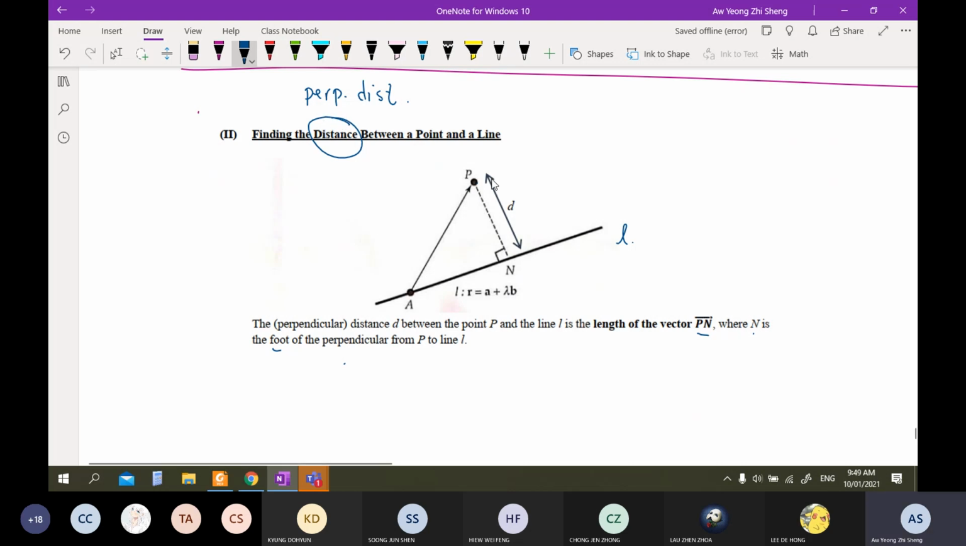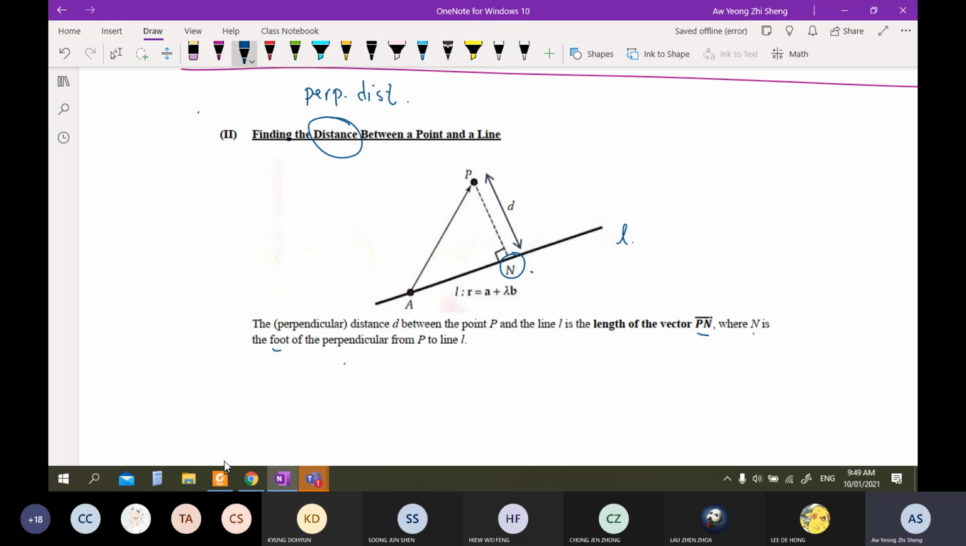So to get the shortest distance from point to line, you would first need to find the foot of perpendicular using the procedure on the previous page. Then after you get this point, it's easy to get the vector Pn. Then you find the length of vector Pn. That will be the final answer.